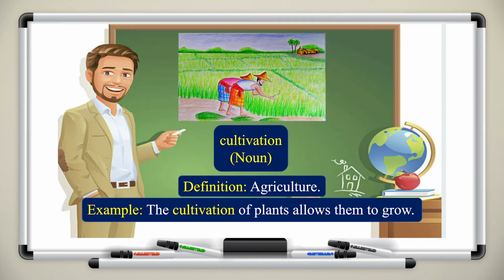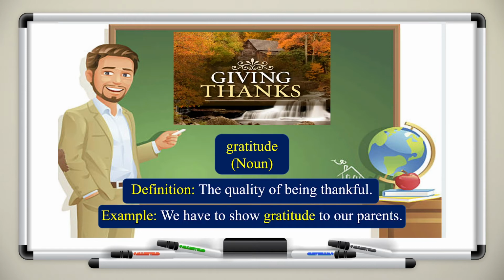Number 4, cultivation. Cultivation is agriculture. It is the cutting of plants and then replanting the seeds, and cutting and replanting. So the example says, the cultivation of plants allows them to grow. When you cut and you plant, and you cut and you plant, you allow the plants to grow and you cultivate them.